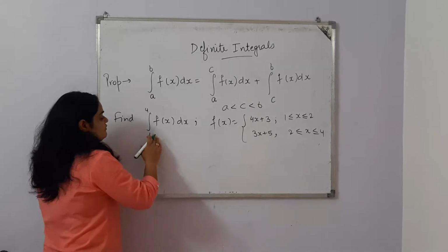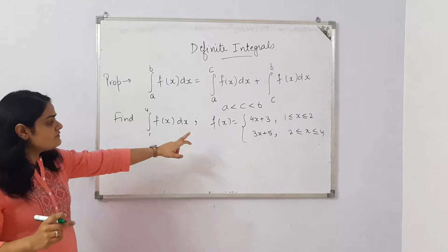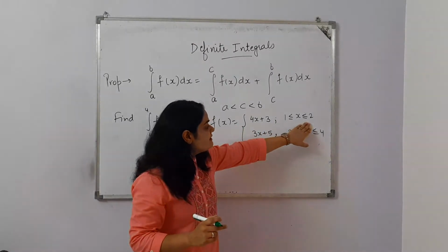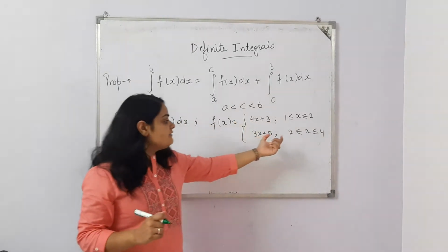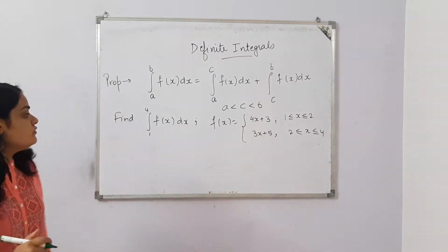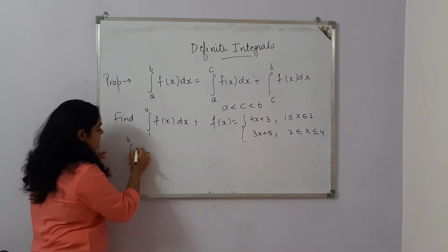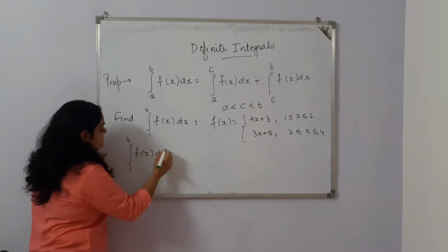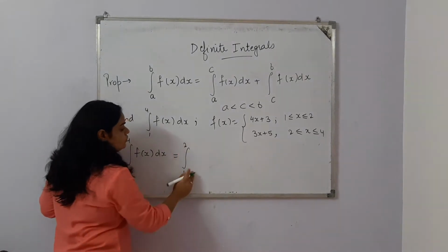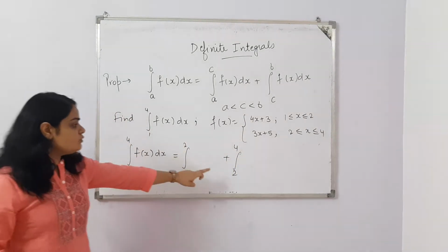Here we need to find the integral of the function, and the limits are 1 to 4. There are two functions, depending upon the limits. Whenever the limits are 1 to 2, the function is 4x plus 3, and whenever the limits are 2 to 4, the function is 3x plus 5. So we need to find the function's integral when the limits are 1 to 4. We can split it into 1 to 2 plus 2 to 4.